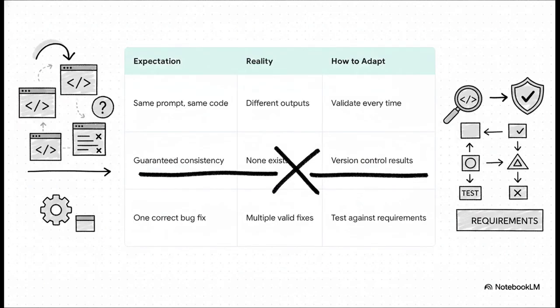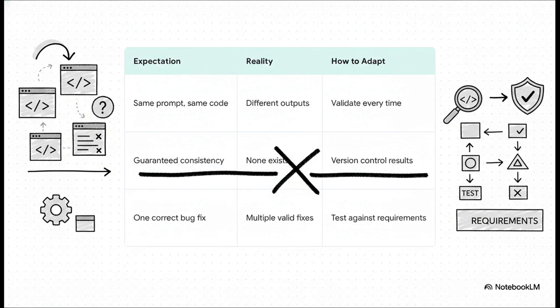Now for us developers, this means you just can't expect the same prompt to give you the exact same code every time. And that makes validation totally non-negotiable. This randomness is what allows the AI to come up with new and novel solutions. But you have to contain that creativity. You need clear specs and solid tests to make sure the AI's brilliant idea actually meets your requirements.